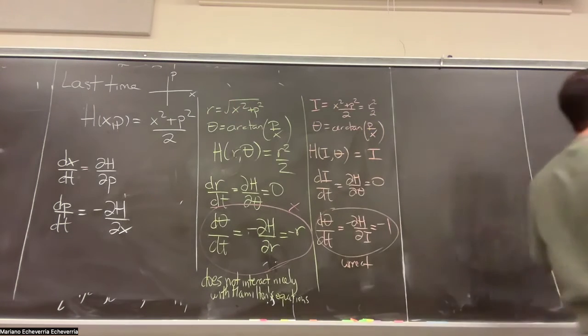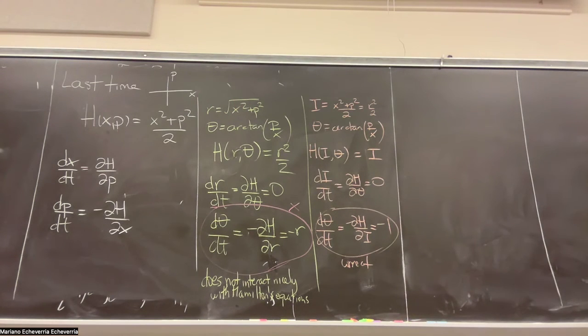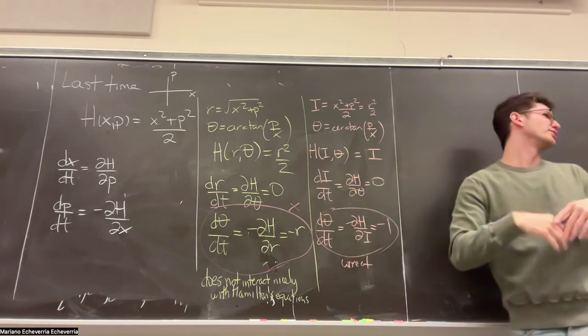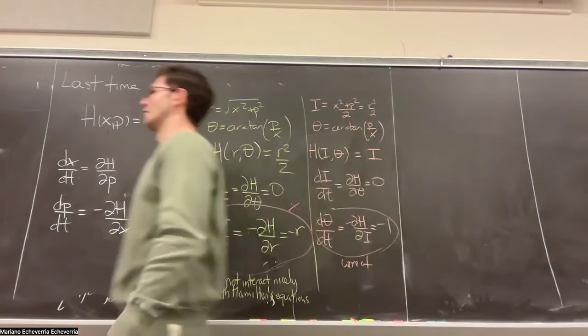But a canonical transformation is a change of variables that allows you to compute the equations in the new coordinate system, basically. So it's a change of variables that preserves the structure of the equations, or maps solutions to solutions. That's another way to think about it.